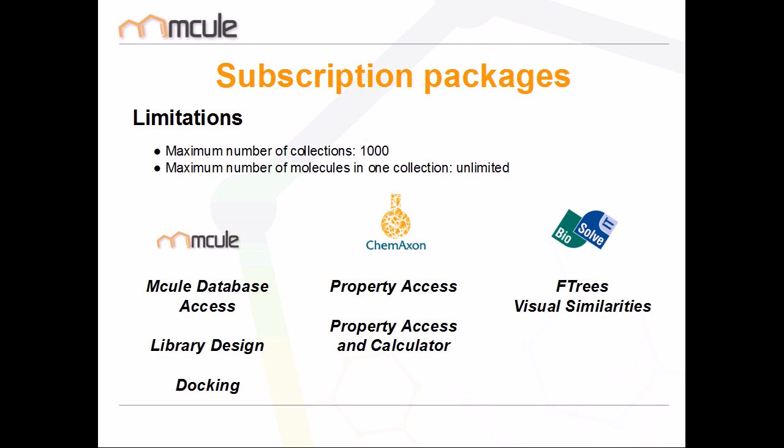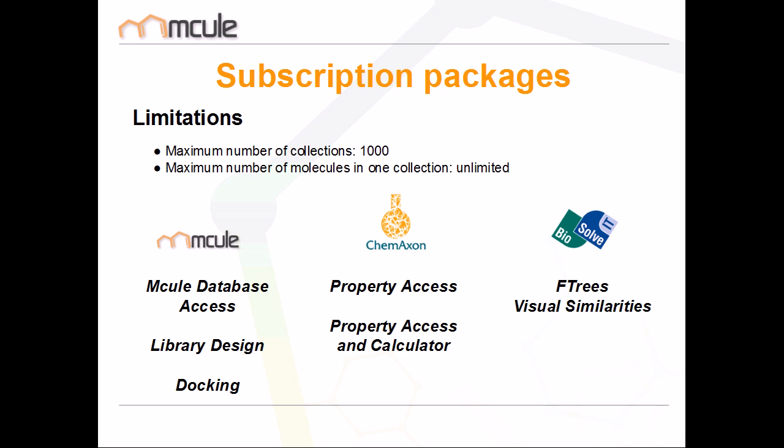And so we have integrated the calculator plugins, which means that you can get access to more than 100 pre-calculated physical chemical properties, Chemaxon properties, for the Mcule database, so for each molecule in the Mcule database. And you can use these properties for filtering. So logP, logD, pKa, charges, etc.